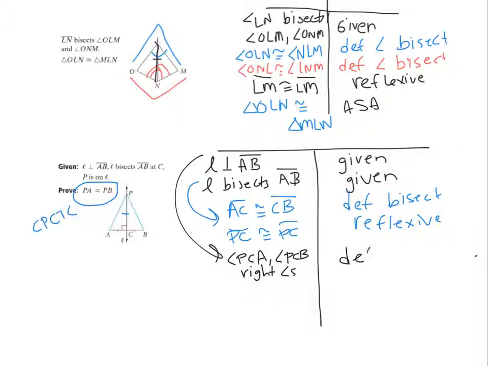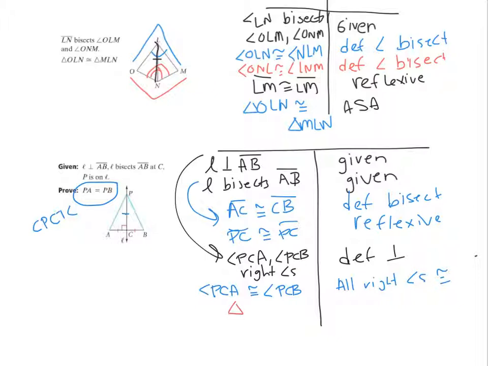by definition of perpendicular. So in this case, I'm not going to use HL. Even though I have a right angle, I can see that I have side angle side going on. So before I can do side angle side, I have to show those two right angles are congruent. So I write angle PCA is congruent to angle PCB by all right angles are congruent.